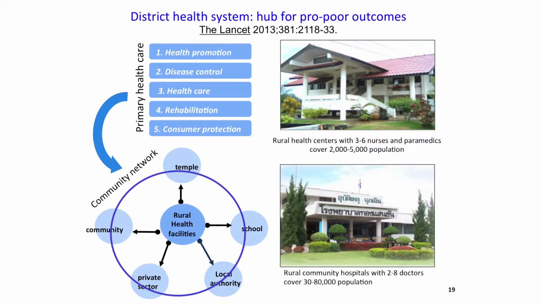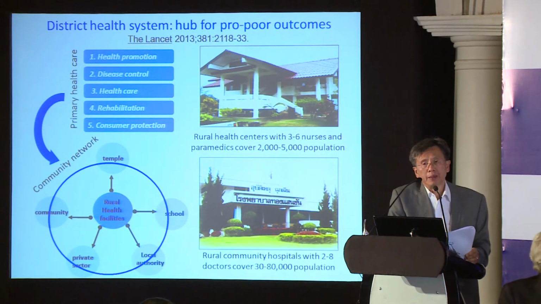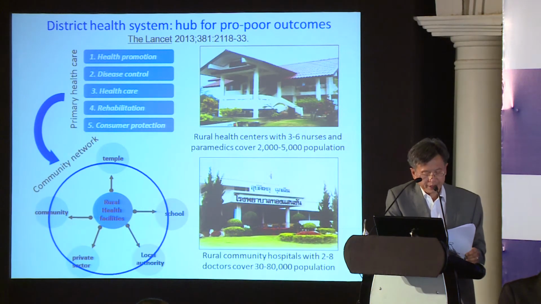The district health system consists of health centers for a catchment population of 2,000 to 5,000, and the district hospital for 30,000 to 80,000 population. The district health system is functioning due to mandatory rural health services by all new graduates: nurses, medical students, dentists, and pharmacists, which was introduced dating back to 1972. So that is more than 40 years that we have implemented mandatory rural retention, mandatory rural services.